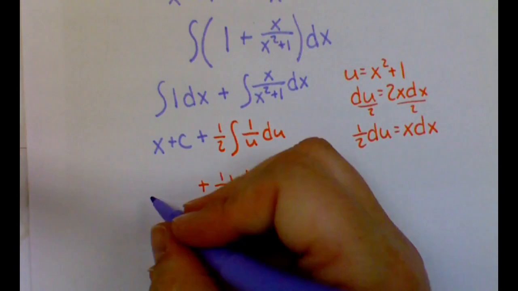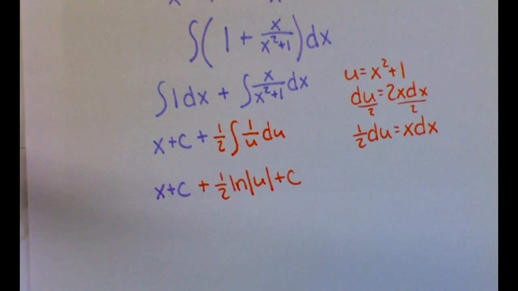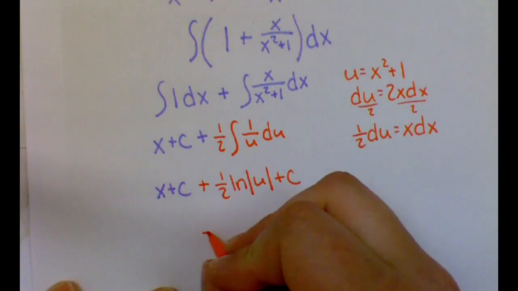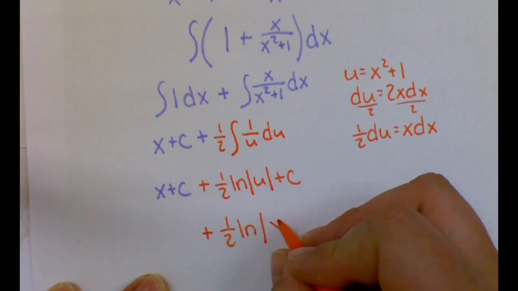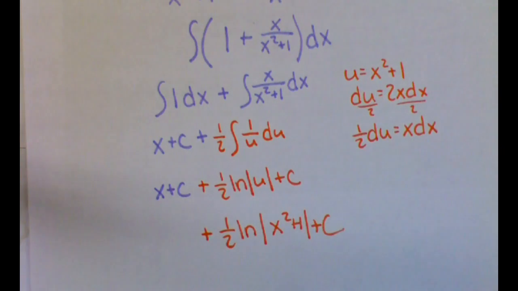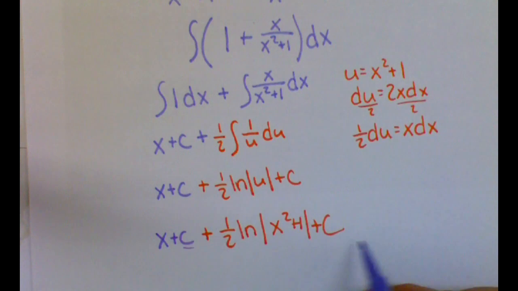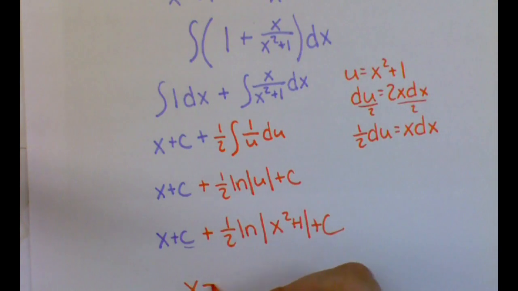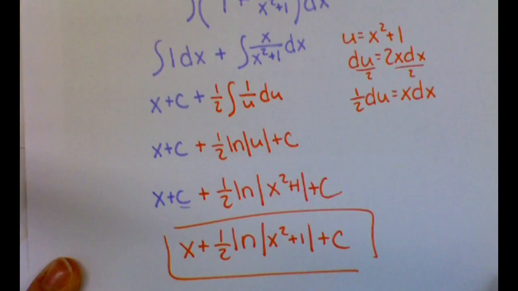Don't forget this x plus c we have out front here. And replace u. So we have 1/2 natural log of the absolute value of x squared plus 1 plus c. We also have our x plus c in here, but two different c's added together, we don't have to write them twice. We have x plus 1/2 the natural log, the absolute value of x squared plus 1 plus c for our final answer.